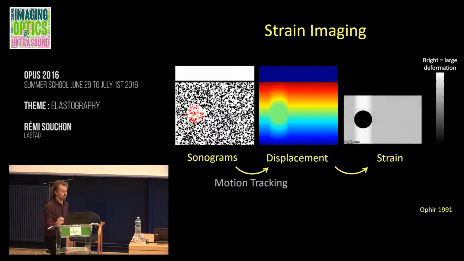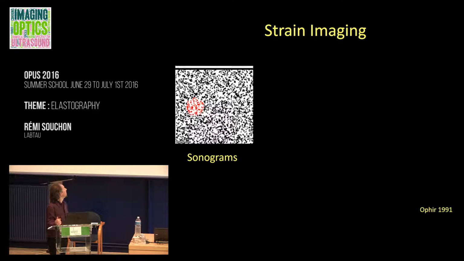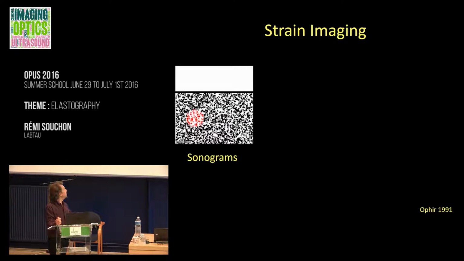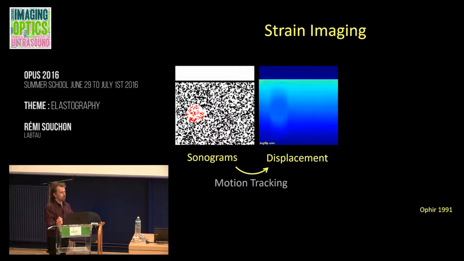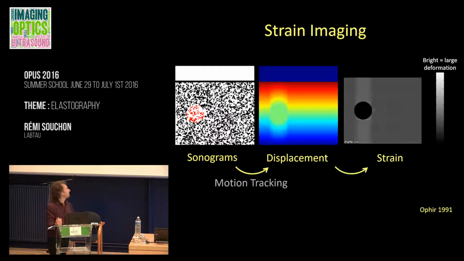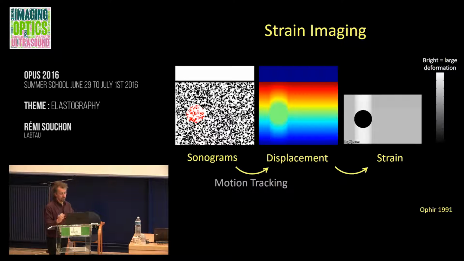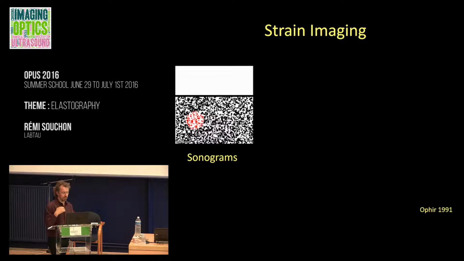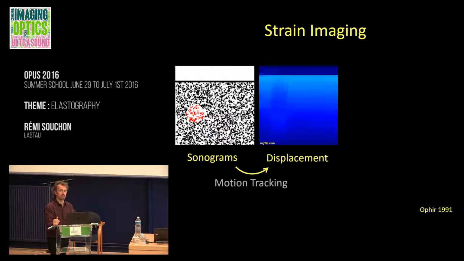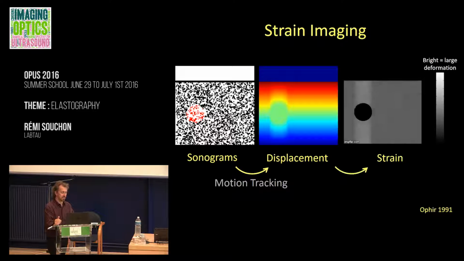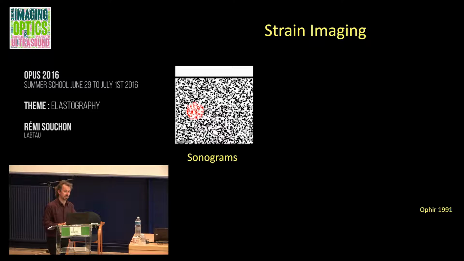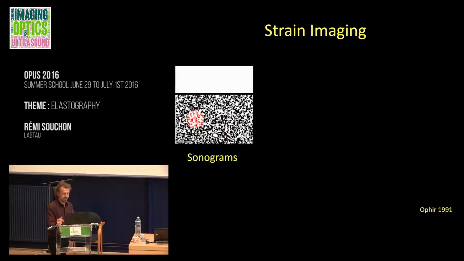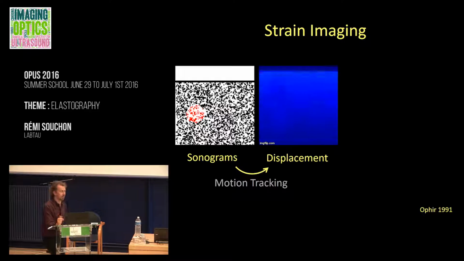So this is done by the motion tracking algorithm, and you see that we get a displacement map that shows displacement at different times for each pixel within the image. And once you get that information, remember that what we want is strain. Well, strain is simply the spatial derivative of displacement. So by taking the gradient of this displacement field, we end up creating the strain image that we're after.